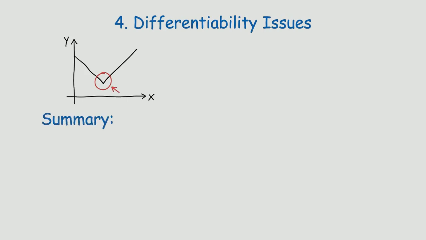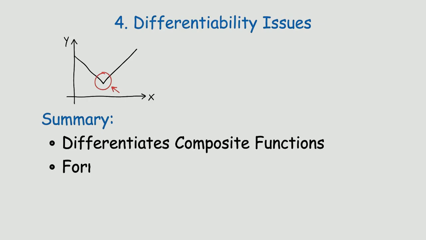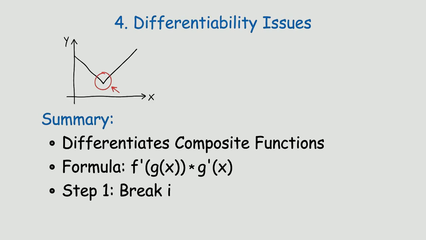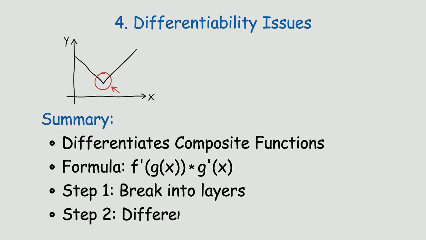So to summarize, the chain rule is how you differentiate composite functions. The formula is f prime of g of x times g prime of x. Use it when you see a function inside another function. Break the function into layers, differentiate each layer, and multiply the derivatives.